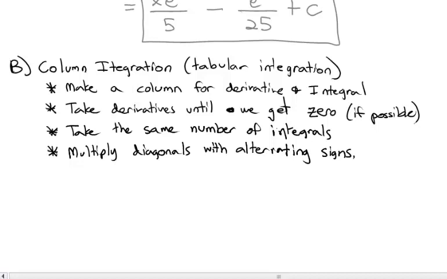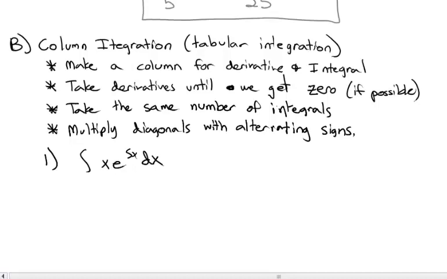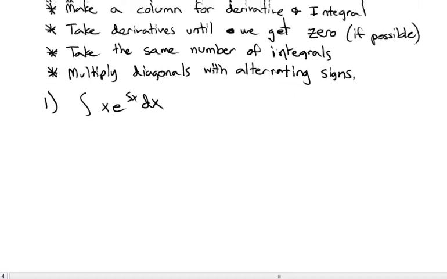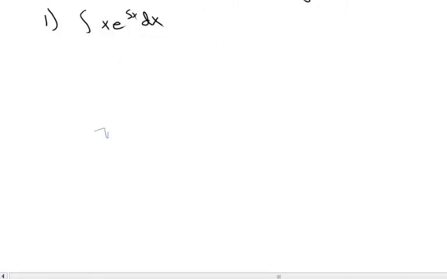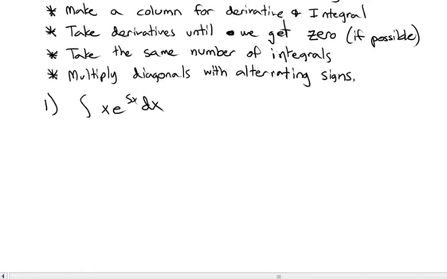Let me show you what this looks like with the problem we just did. The integral of x e to the 5x dx. Two parts here. So we're going to make a column for our derivatives and a column for integrals. We want the derivatives to ultimately go to 0, and so we're going to make the derivative column the x. So I'm going to put an x there. The integral column then is going to be the rest of the problem, the e to the 5x.